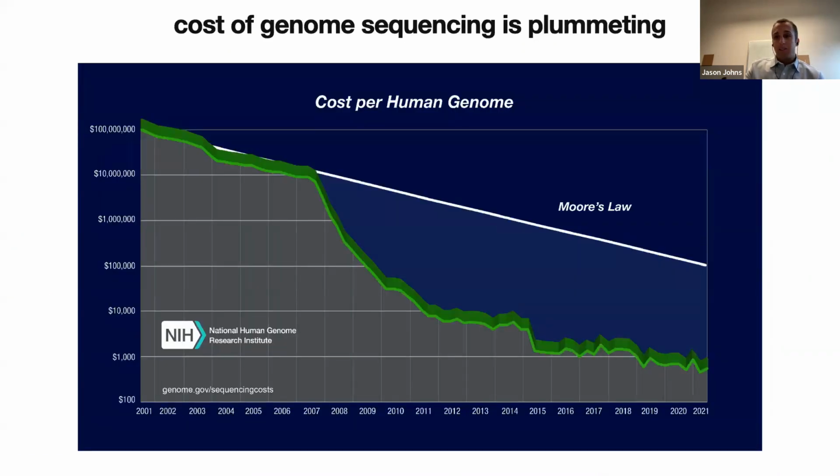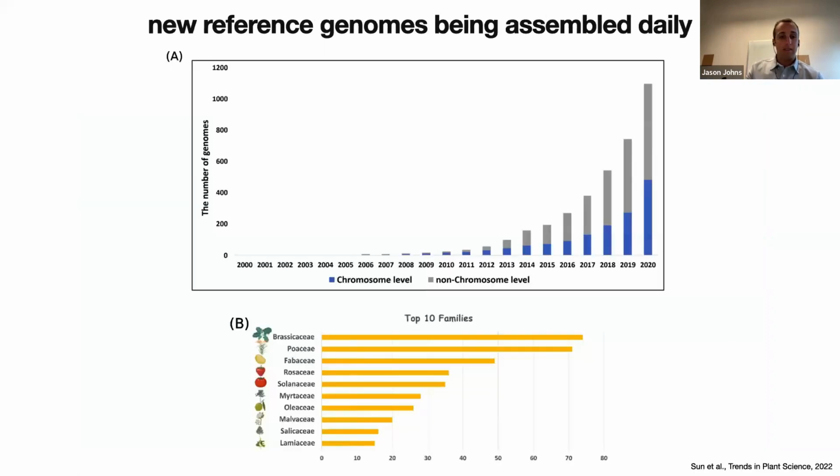So here's the token slide showing the plummeting cost of genome sequencing over the last 15 plus years that we've all seen before. And it's because of this exponential drop in cost that there's been an associated exponential increase in the number of reference genomes that have been sequenced.